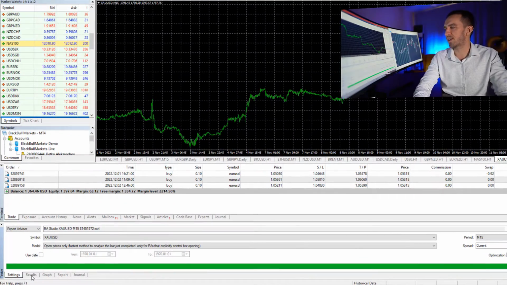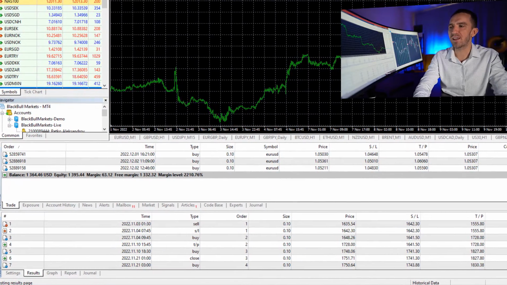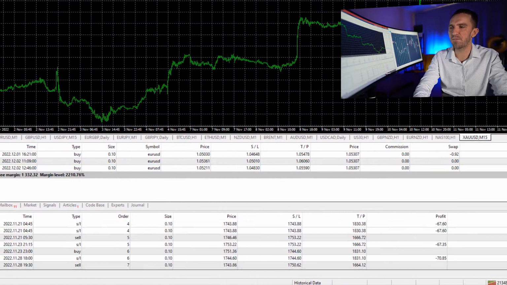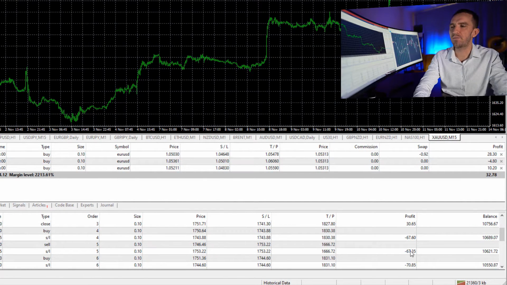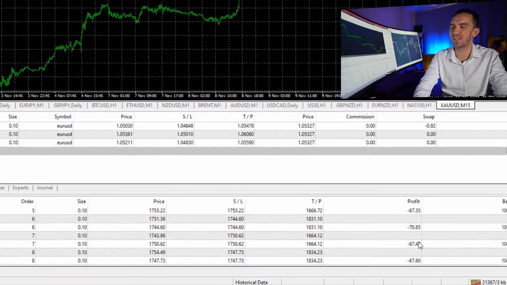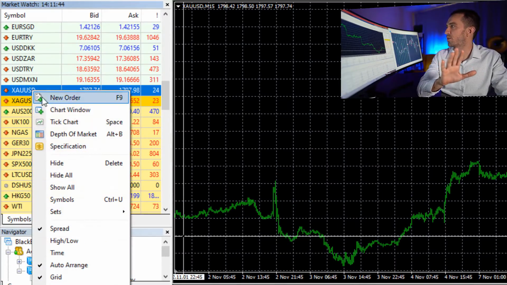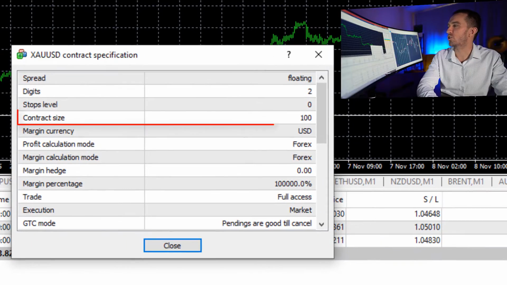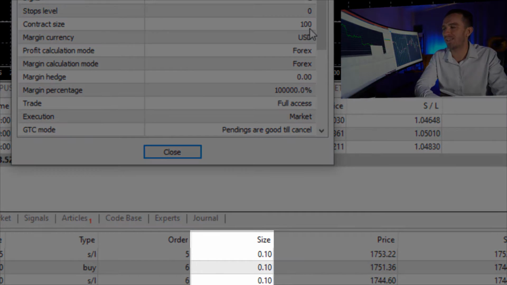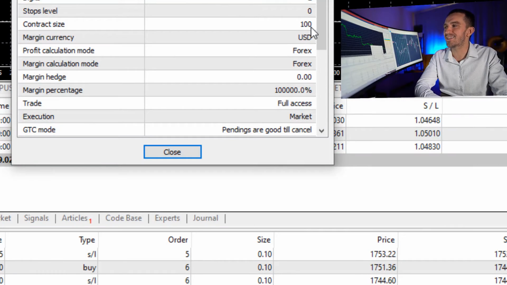If I click on start, the backtest will be completed quickly, and in the results I can see all trades that opened and closed. And from profit, you can see that quite often we hit the stop loss, which is about $67. But because I am trading with 0.1 and gold, stay with me here, this is very important, gold has a contract size of 100, which means that one lot traded on MetaTrader equals 100 ounces of gold. If I'm trading with 0.1, this means I'm trading with 10 ounces of gold.